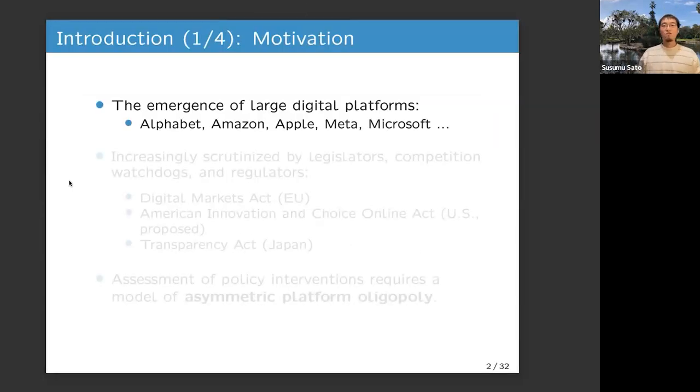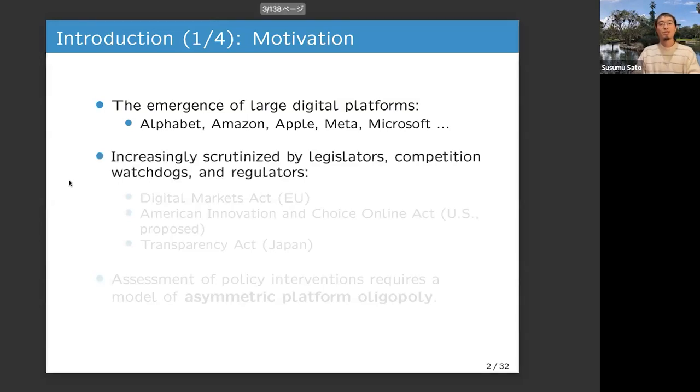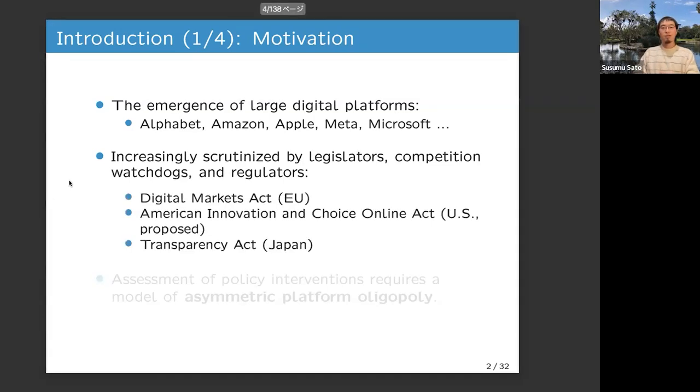So in recent years, we have seen the emergence of large digital platforms, as you know, including Alphabet, Amazon, Apple, Meta, Microsoft, and so on. Sometimes some of them are called big tech. And they are increasingly scrutinized by legislators, competition authorities, and regulators. And actually, regulators worldwide propose or enact regulatory measures to regulate these big platforms, including the EU, US, actually Japan, and other countries.